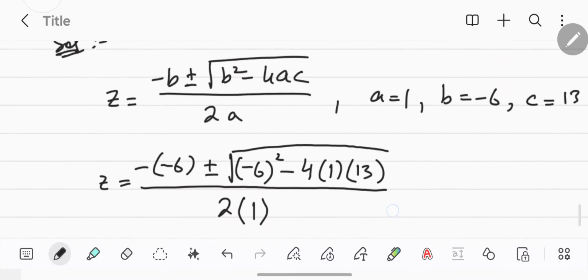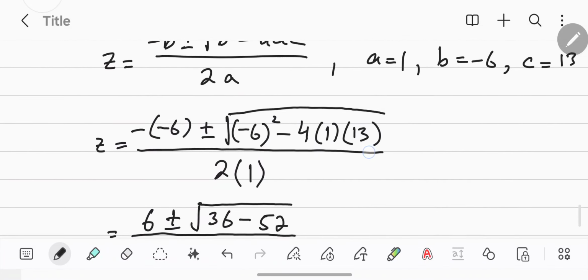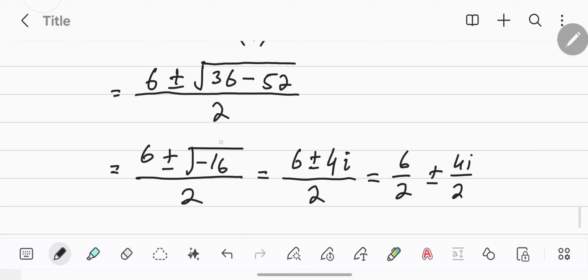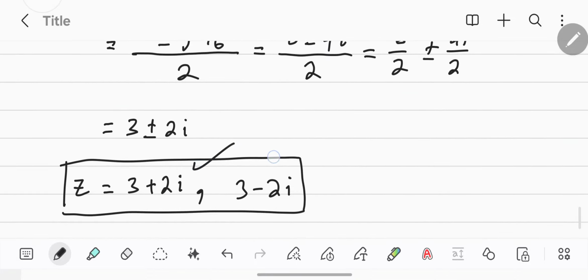You can check it is the quadratic equation, and if we solve this quadratic equation you can get a negative number inside the square root. It's clear that when you have a negative number inside the square root you will get an iota, which is a complex number. So as a result you get complex solutions rather than pure real solutions.